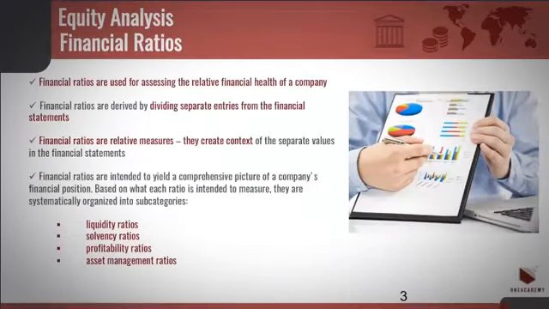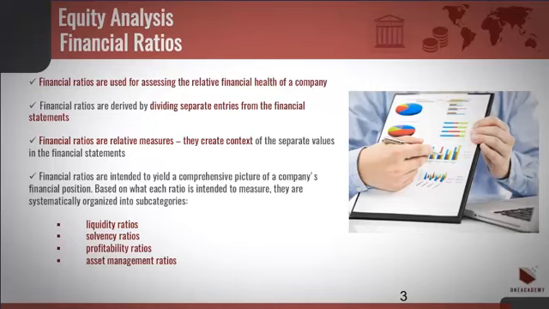Financial ratios are derived by dividing separate entries from the financial statements. For example, take a company that has $1 million of profit. In order to say if this is good or bad performance, we should put this profit in the context of how many assets the company has. For this reason, we calculate the profit over total assets ratio.